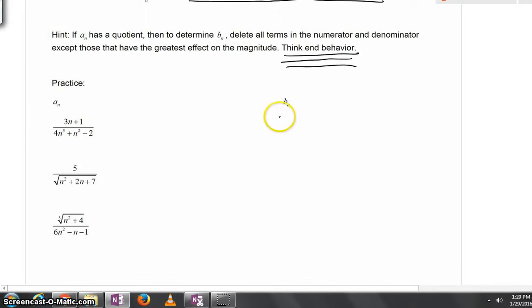What controls the top? 3n. What controls the bottom? 4n cubed. Oh, would you look at that? This is a p series. That's 3/4 times 1 over n squared. Hey, I'll work with that any day.